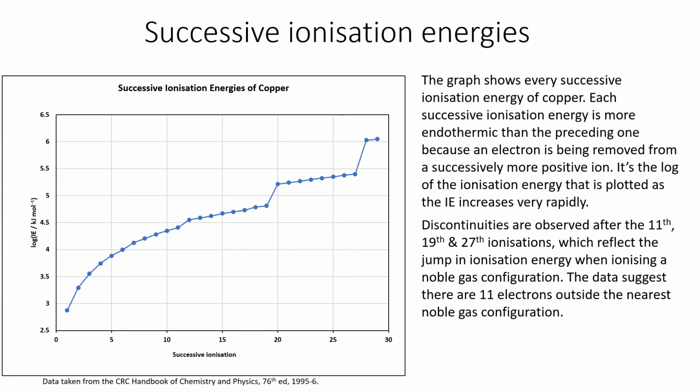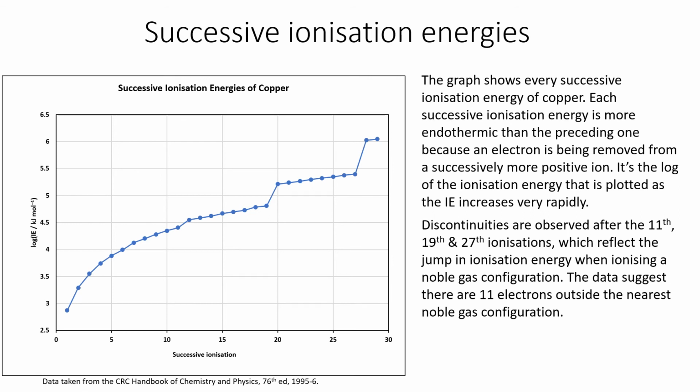So once you get to copper 20+, you've effectively got a neon electron configuration. So being a noble gas there, it's much harder to ionize than the copper 19+. And the reason for that is that the copper 19+ will have one electron in the third shell. So it's a bit like the sodium configuration, isn't it? So it's relatively easy to ionize sodium compared to ionizing a neon.